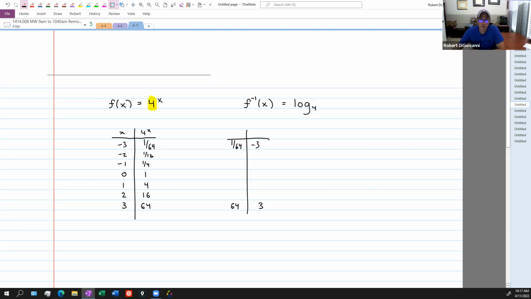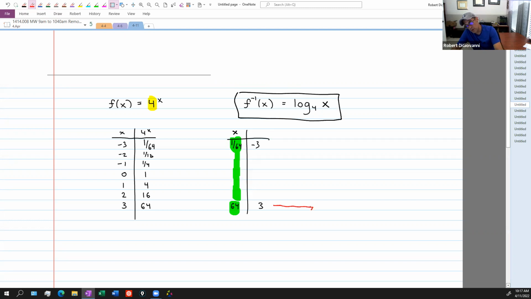Log base 4. And then the things that we're plugging in are these numbers, right? Whatever these numbers are, we need to send those back somewhere. Let's call those our x values. So we would plug those in right there. This is our inverse function right there. If you're not buying it, try this one right here. I'm going to go log base 4, and then what number am I plugging in? What's the input of this function?